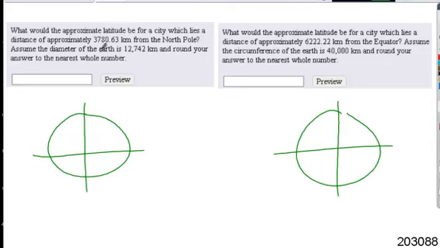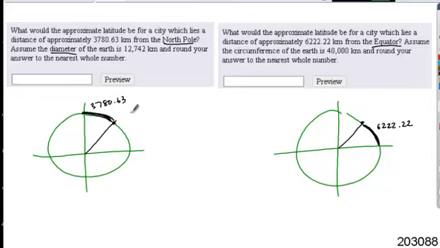Here it says you don't know the latitude, so I'm just going to put a city in a random spot here. I don't know where it's going to be. But on this one, I know the distance to the North Pole, so I can label this as 3780.63. And on this one, it's the distance to the equator, so it's down here, 6,222.22.